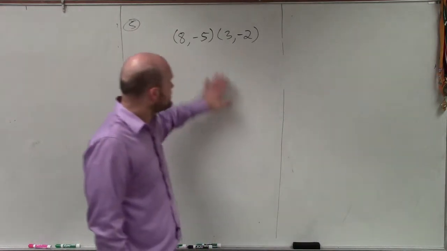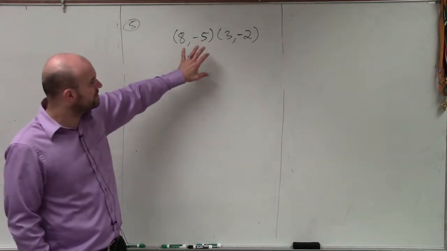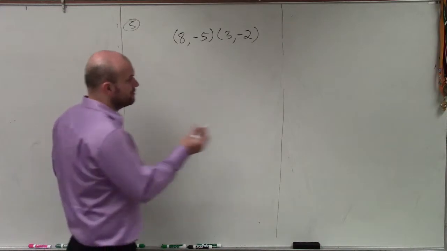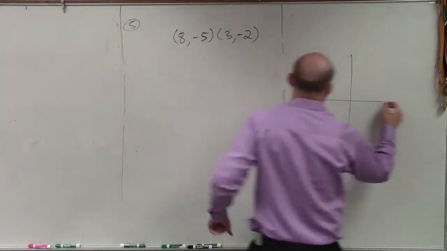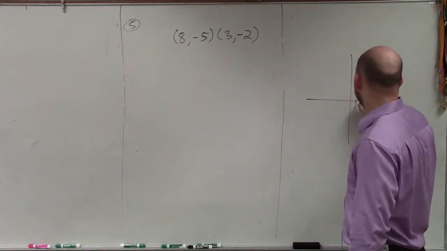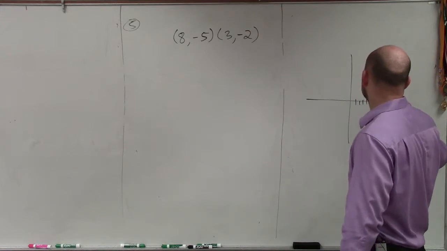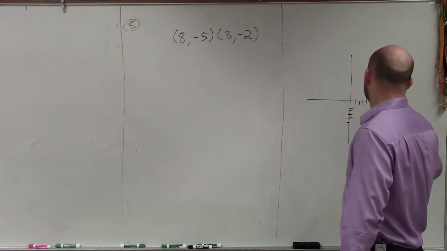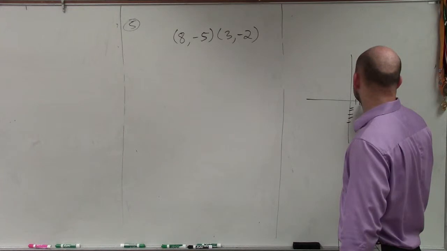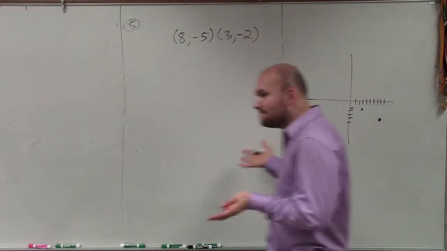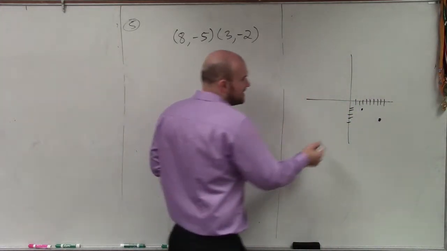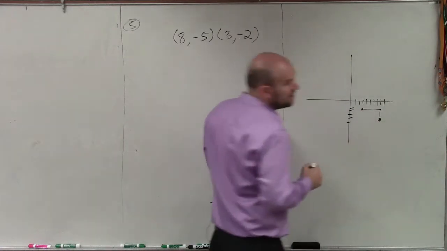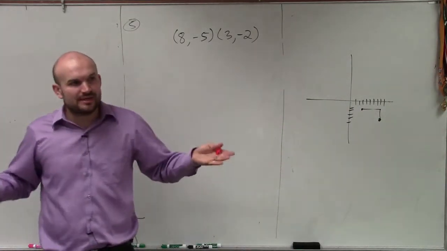So the first thing, ladies and gentlemen, when I went through the slope formula, when we have 2 points, whatever they may be, 8, negative 5, and 3, negative 2. Remember, if we want to find the slope, what the slope is telling us is what is the change vertically and horizontally between these 2 points.